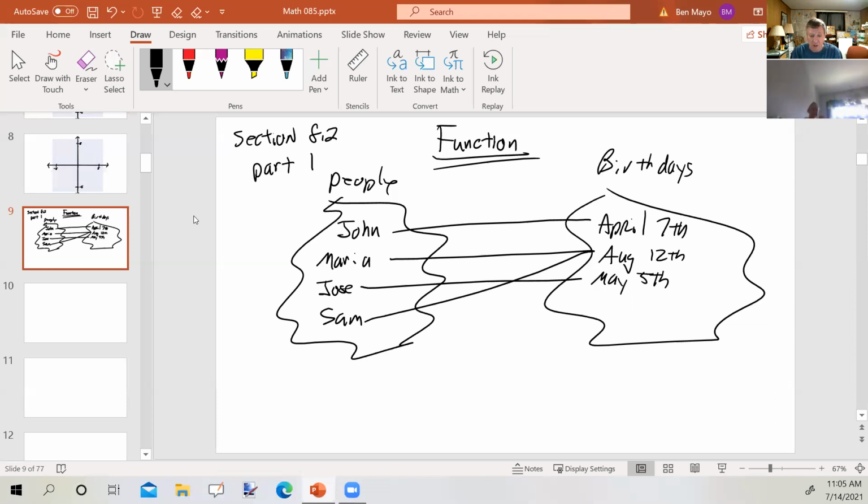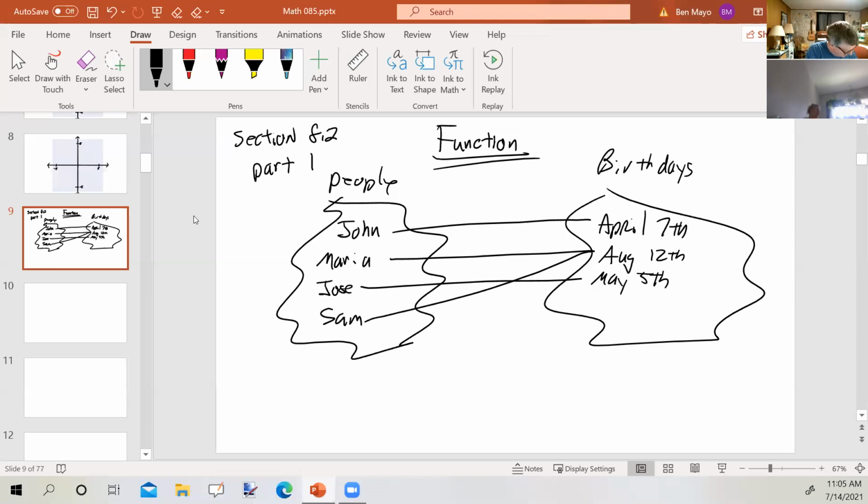This idea of people and their birthdays works exactly like a function. For each input, that is the person, there is exactly one output. John, birthday April 7th. Maria, birthday August 12th. Jose, birthday May 5th. Sam also has a birthday on August 12th. Sam and Maria have the same birthday. Two inputs can go to the same output, but you don't have one input going to two or more outputs. That's how a function works. It may take a little while to wrap your head around it, but we're going to do that.